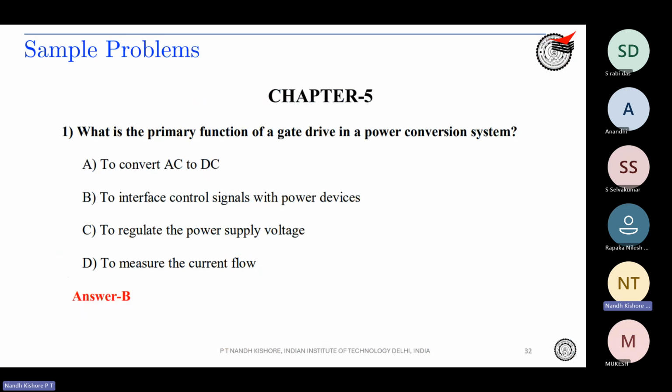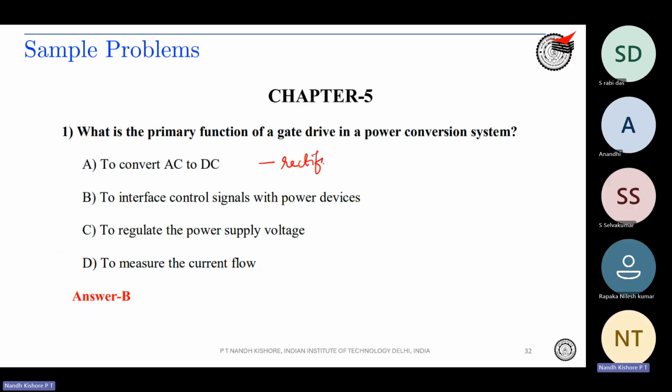So what is the primary function of a gate driver in a power conversion system? To convert AC to DC? No. AC to DC conversion is done by rectifiers. We need not have gate drivers for that. To interface control signals with power devices? Yes. You will give the pulses from a microcontroller. The microcontroller will give pulses in the range of 0 to 3.3 volts only, or 0 to 5 volts in some cases.